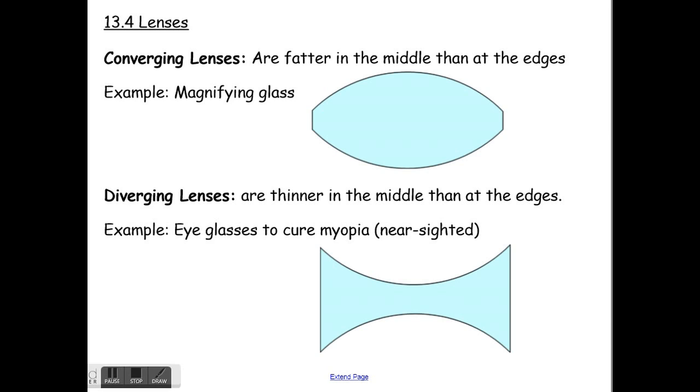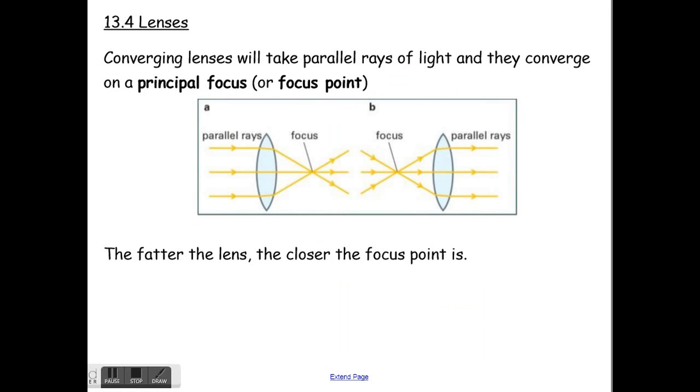So those are the two different types, like I said. You could also mix the two. So for example, I could have this inside curving in, but then this one curving out. Each different kind of lens does a different thing. But what we are going to focus on is mostly the converging lenses for this part. Okay?